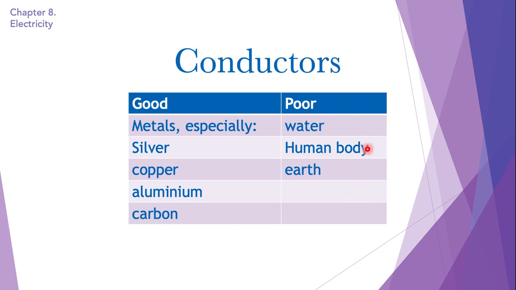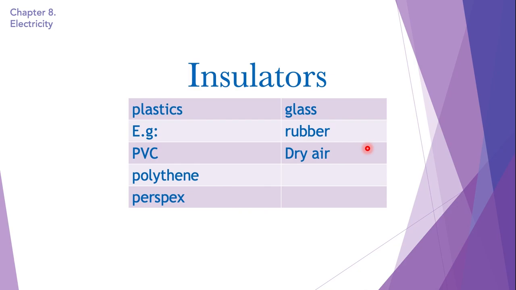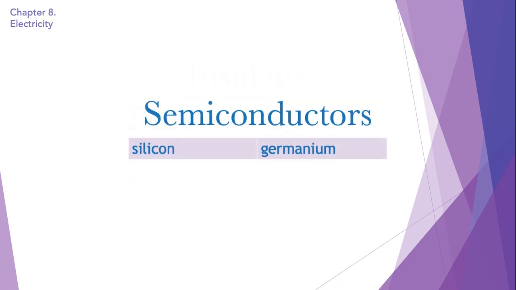In insulators, we have these. So in insulators, we have plastics and 3 different materials as well. In plastics, we have PVC, polythene, and perspex. Other than plastics, we have glass, rubber, and dry air, which are good insulators. And lastly, we have the semiconductors. We only have 2 different semiconductors, which is silicon and germanium. These are semiconductors. So this was conductors and insulators.